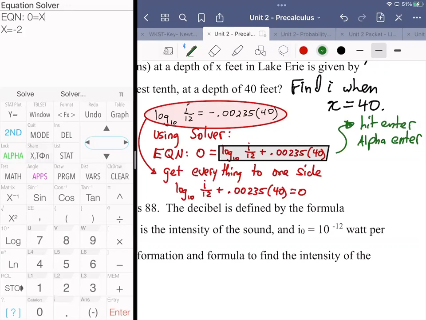X squared minus 4. Let me do something else. X squared minus 20. Okay. X squared minus 25. I must have hit clear along the way. All right. If I hit alpha enter, what it's going to do is take me to the solution that's closest to the number that I have on the screen. That'll take me to a -5.